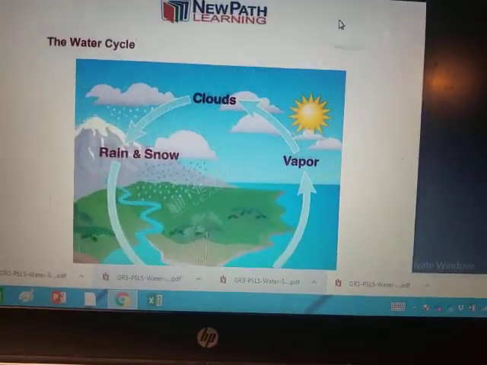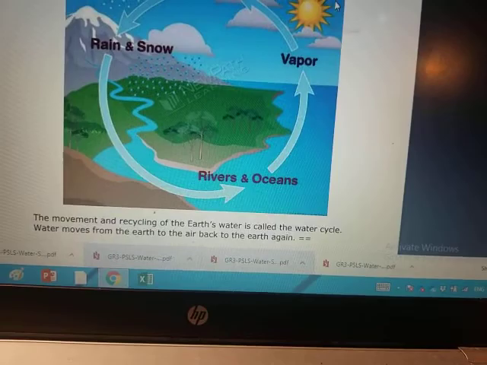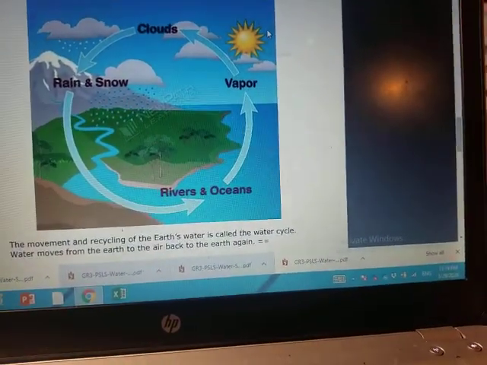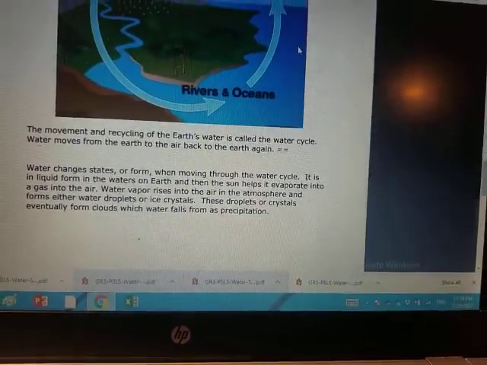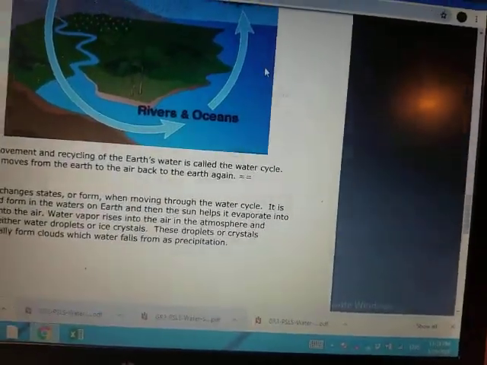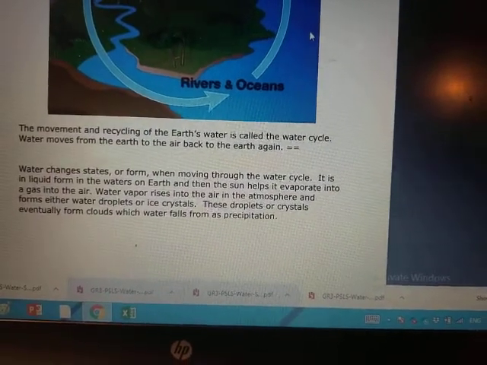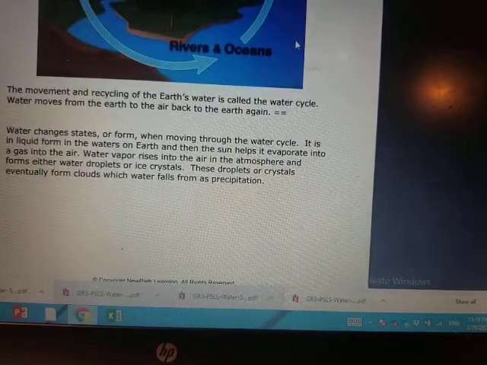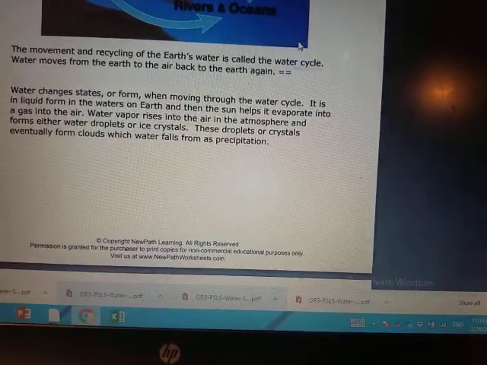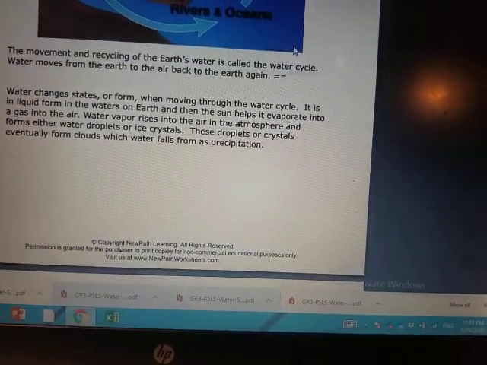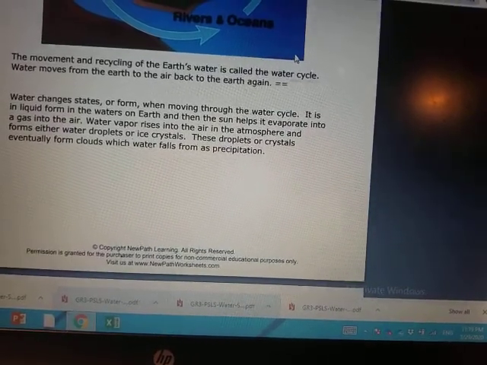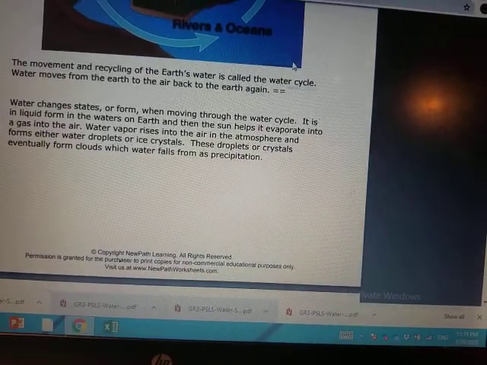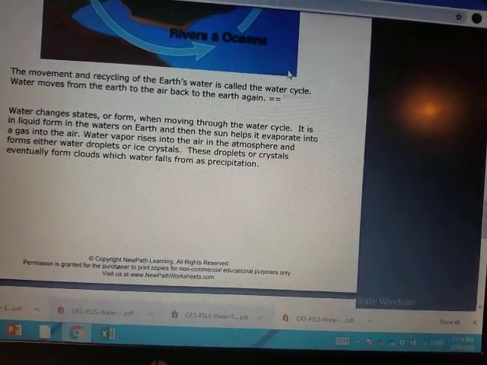And this is a picture of the water cycle and how it gets recycled over and over and over again. The movement and recycling of the Earth's water is called the water cycle. Water moves from the earth to the air, back to the earth again. Water changes form when moving through the water cycle. It is in liquid form in the waters on earth, and then the sun helps evaporate it into a gas into the air.